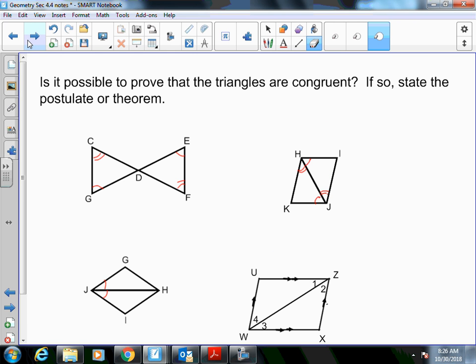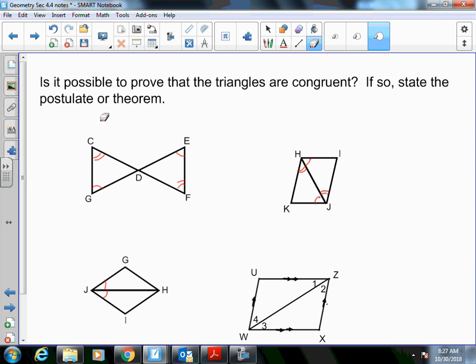So, moving on from there, looking at these triangle figures, we want to determine if it is possible to prove the triangles are congruent, and if so, which postulate or theorem is it? So we want to decide, is it possible by side, side, side, side, angle, side, or angle, angle, side. So we got four options now, right?